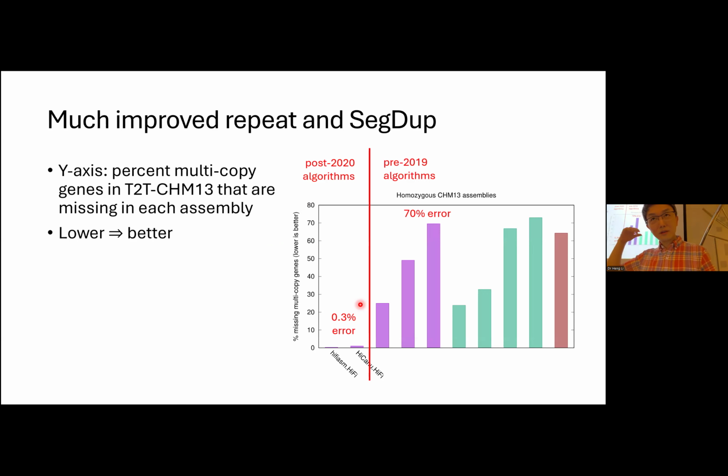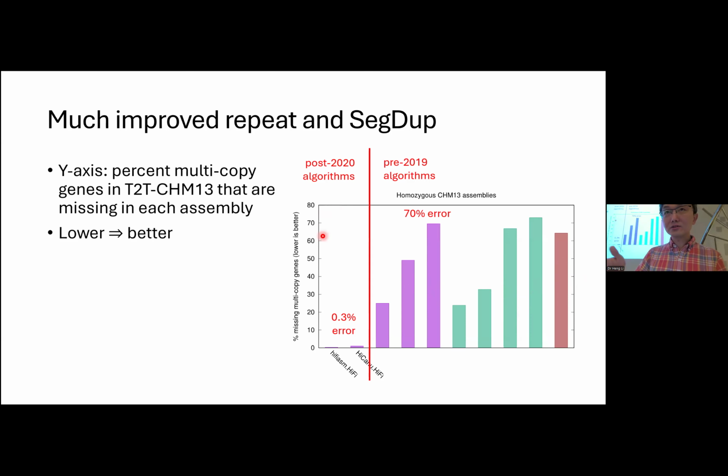And this plot shows what has changed. In the plot, the axis shows different assemblers. On the leftmost are two recent assemblers, hifiasm and hifiasm-UL, optimized for the recent data, and all the others are older assemblers. The color shows the data type: this is HiFi data, and this is Nanopore data. I think this CLR is an older type of data.